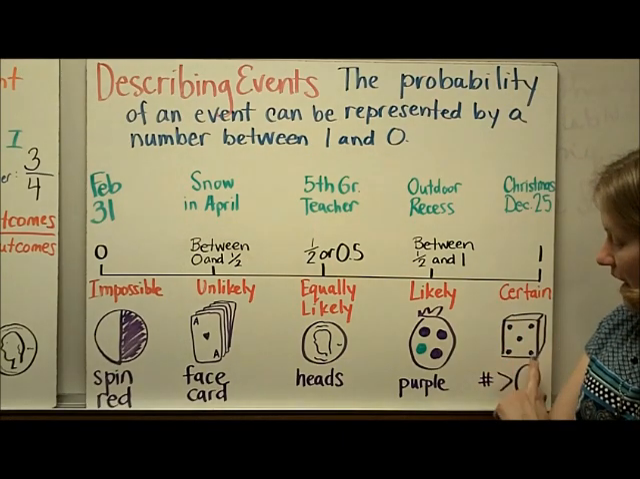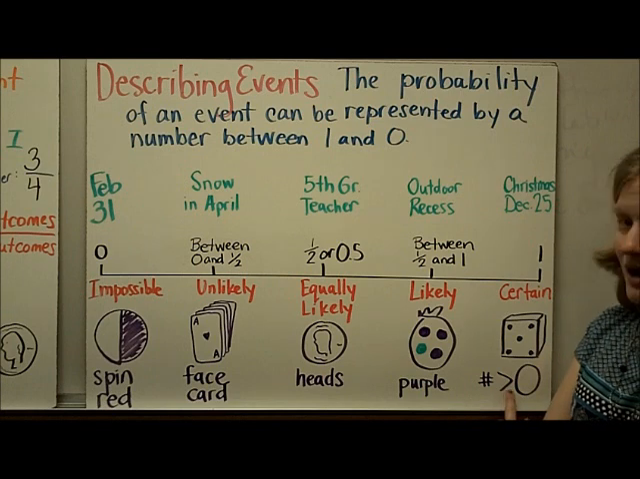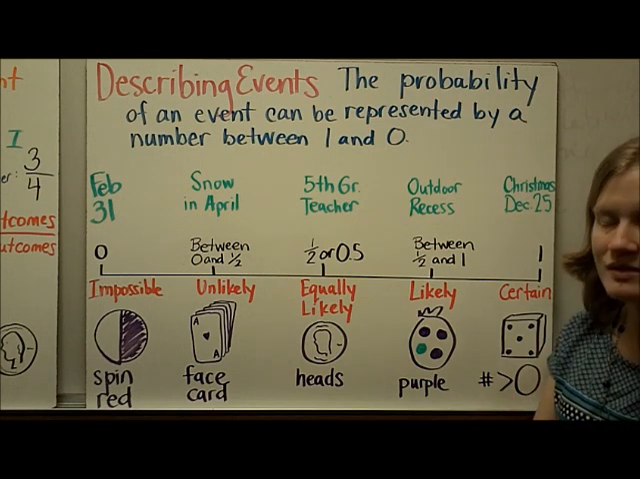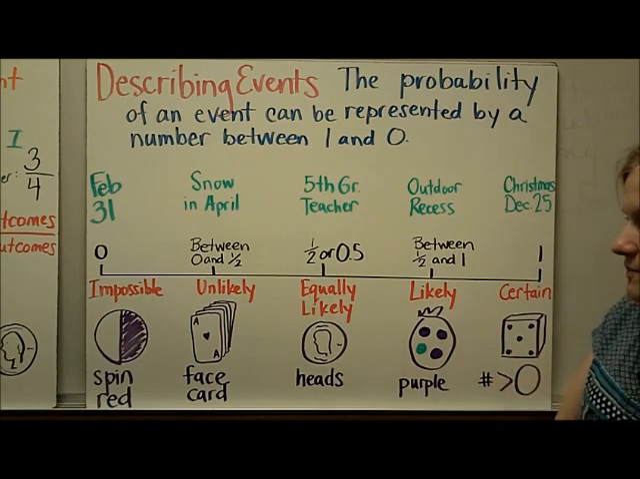If we were going to roll a die, we could be certain that the number that we were going to roll would be greater than 0 because all the choices on a die are greater than 0. So it would be certain that that would happen.